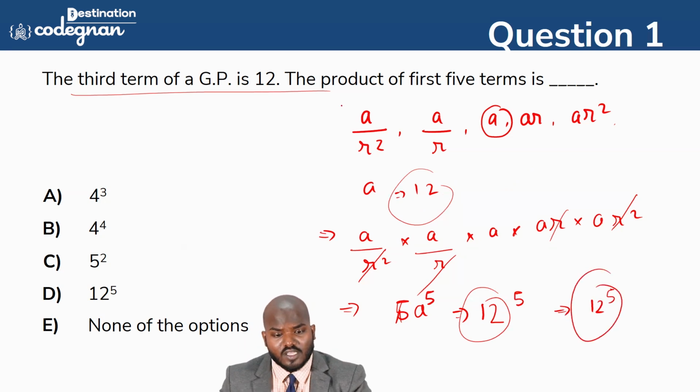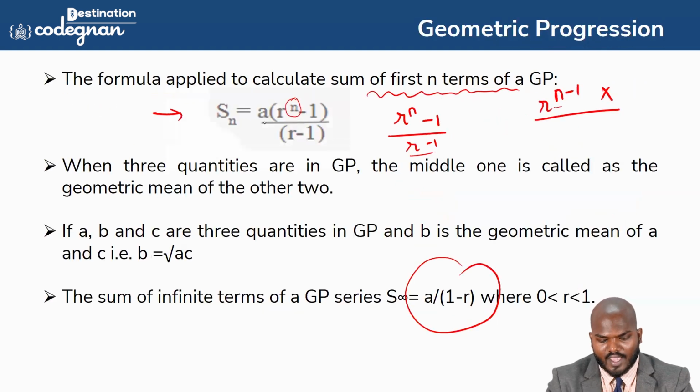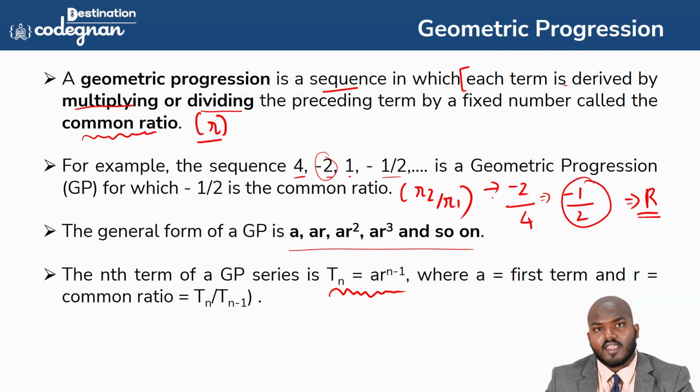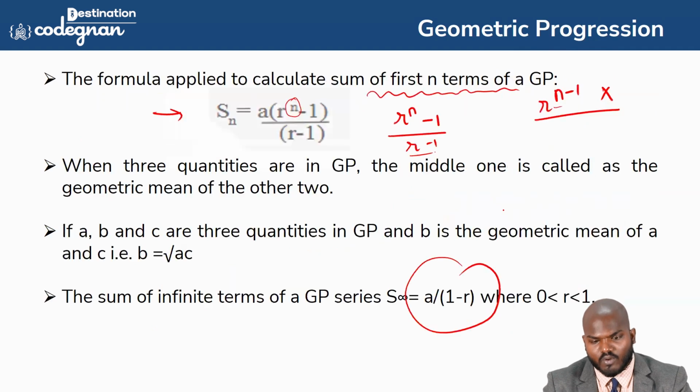Wait. Why are you changing the form? So the form in the previous one, you have said like, this is the form, AR square and AR cube, like what it will go, right?